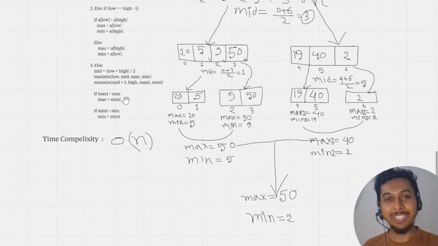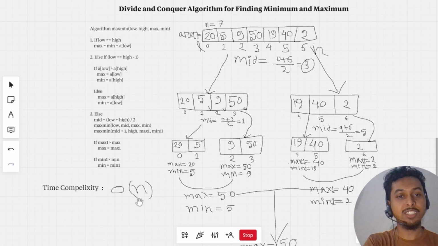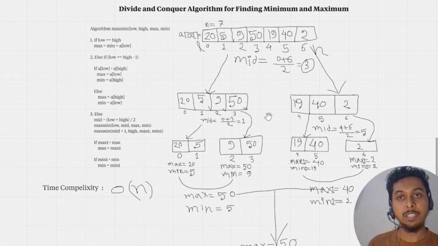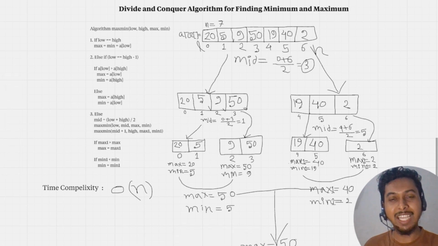This is all about the algorithm. The time complexity of this algorithm is order of n, and this is a fast and efficient way of finding the minimum and maximum value from an array.